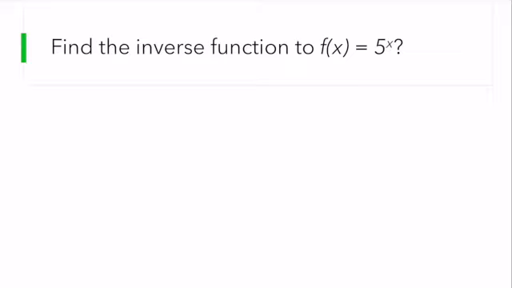Find the inverse function to f of x equals 5 to the x. Well, remember when we want to find an inverse function, first we need to check, is the function 1-to-1? So let's take a look.